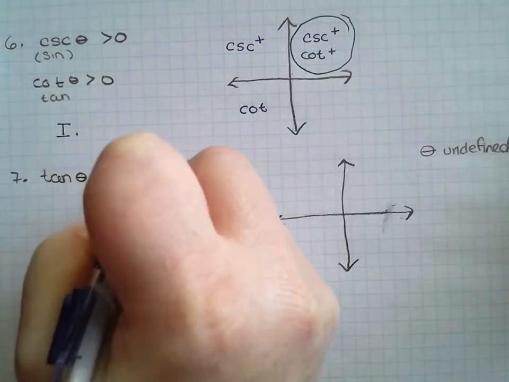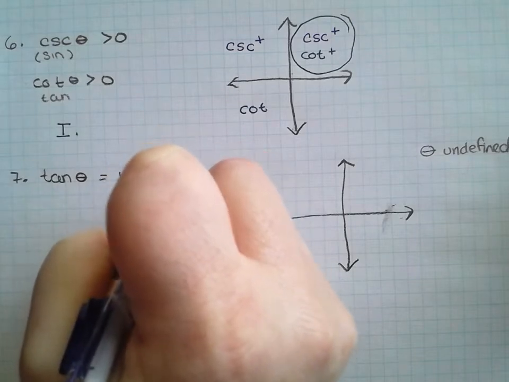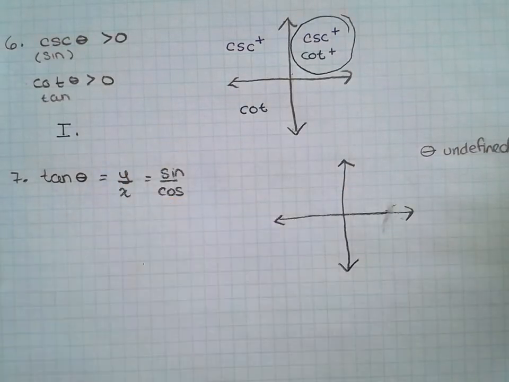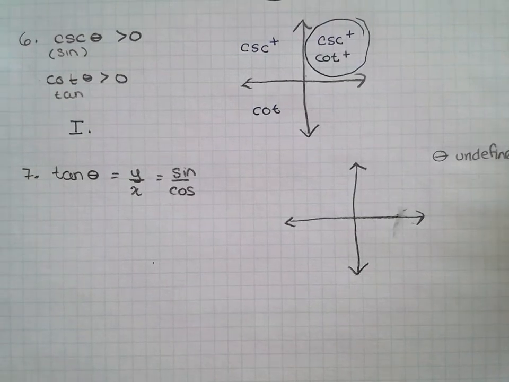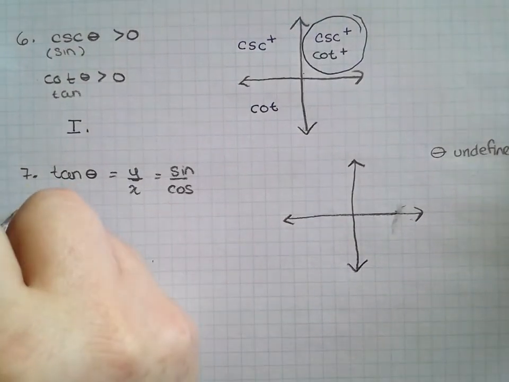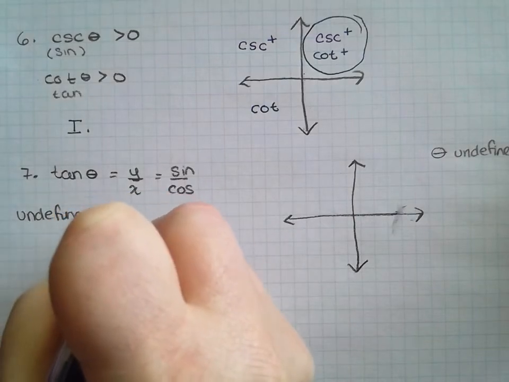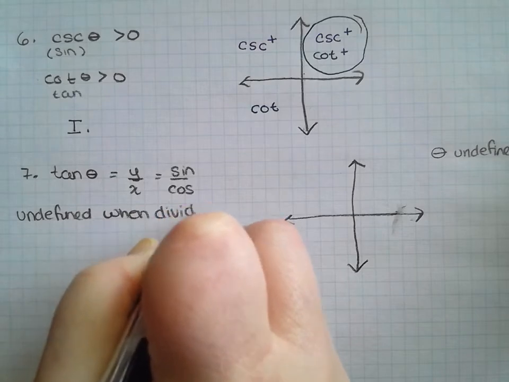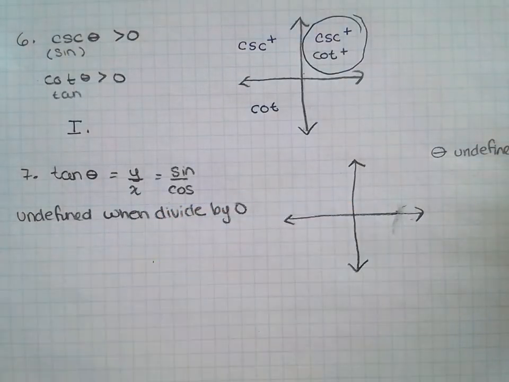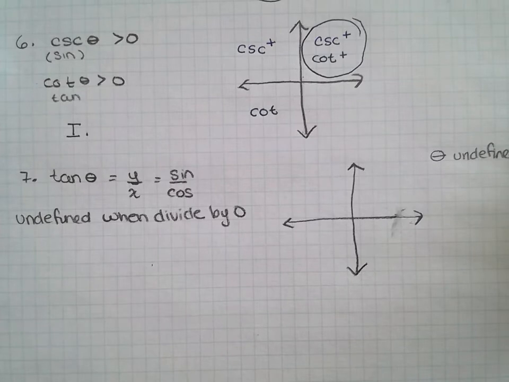It's equal to sine over cosine. So when is something undefined? Something is undefined when you divide by 0. So undefined. Okay, so really on the unit circle, the only ones that can really be undefined are tangent, cotangent, secant, and cosecant, because we always have positive values for sine and cosine, or 0.